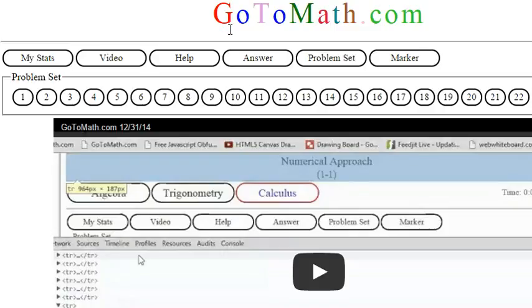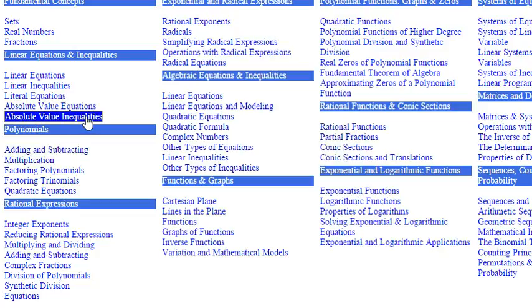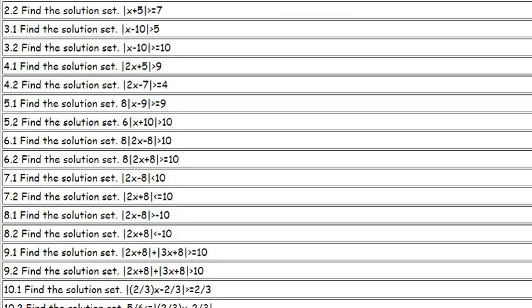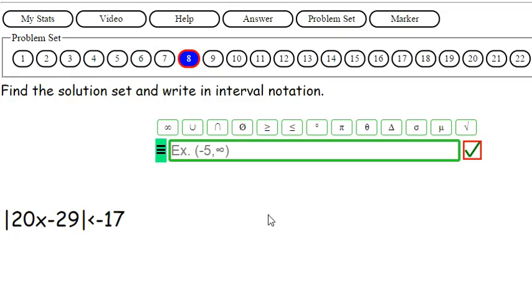Okay, we're over here at gotomath.com. Click on algebra and go down to absolute value inequalities. We are looking at some tricky ones here. Let's look at 8.2.